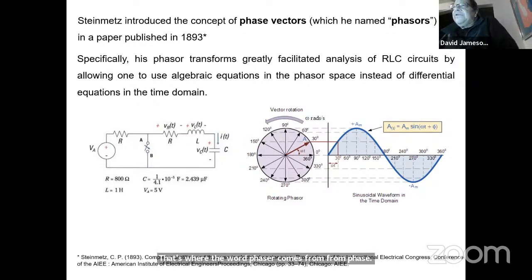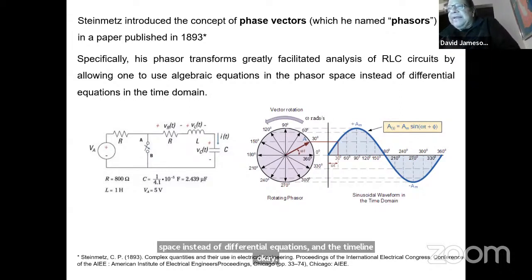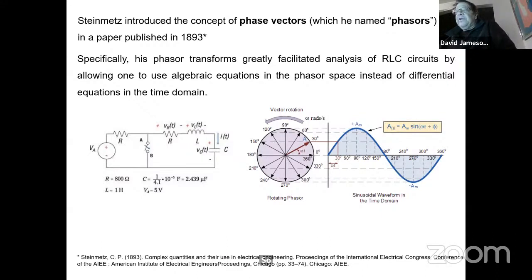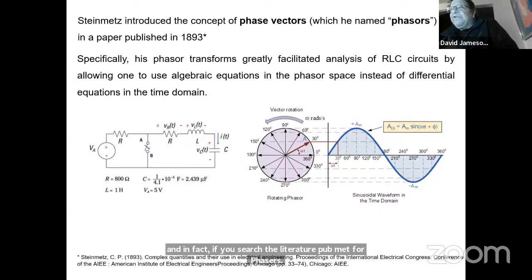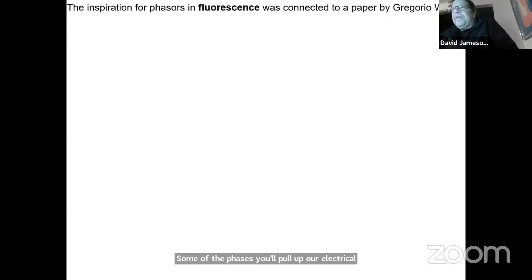And specifically, his phasor transforms really facilitated the analysis of RLC circuits, resistance, inductance, capacitance, to allow one to use algebraic equations in phasor space instead of differential equations in the time domain. So it was really an important development at that time. And in fact, if you search the literature, PubMed, for phasors, some of the phasors you pull up are electrical engineering phasors. So you have to be careful when you're looking for these.